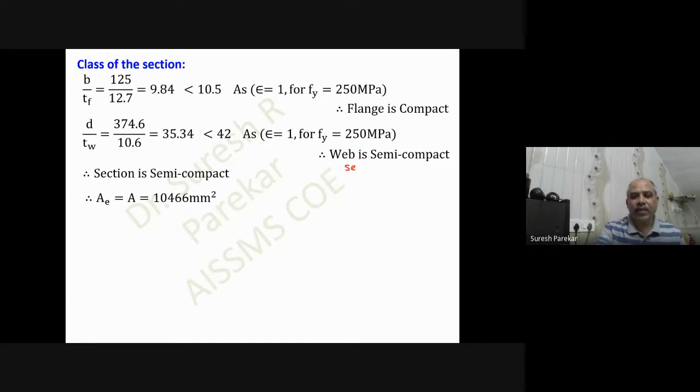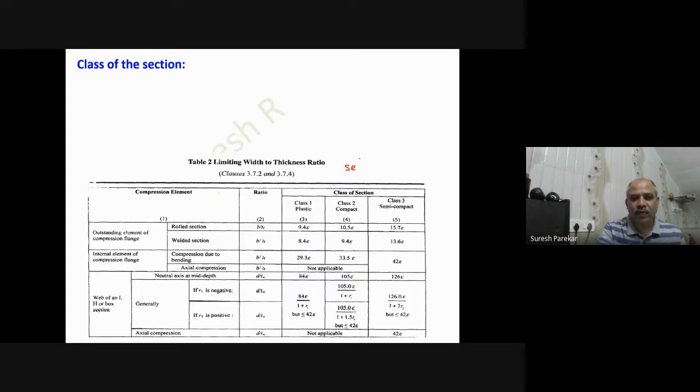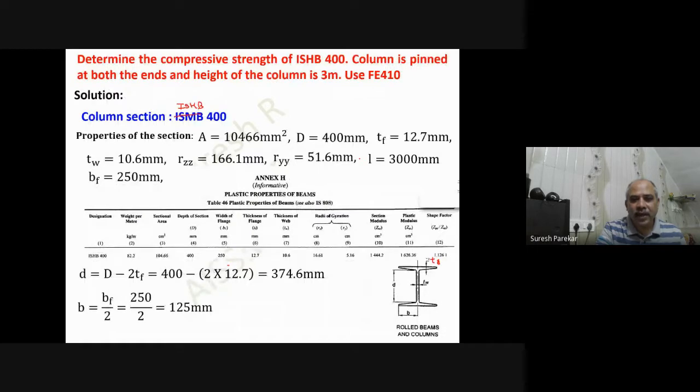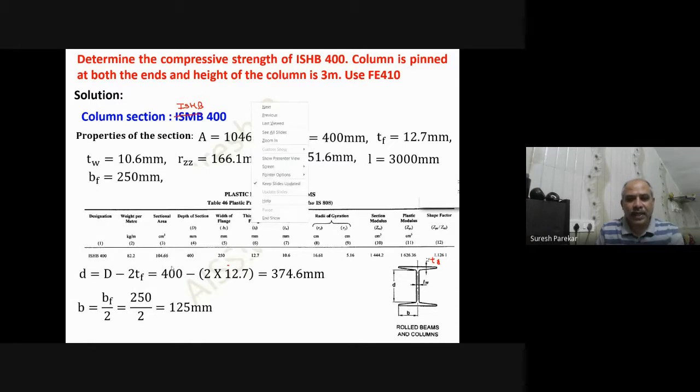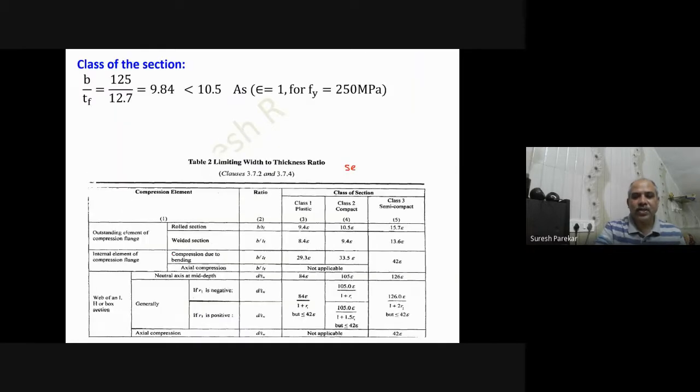Semi-compact section means we have Ae equal to A, and A we have already seen, that is 10466 millimeter square. This is my area of the section. Here we have centimeter square, so multiplying by 100, it comes to 10466.